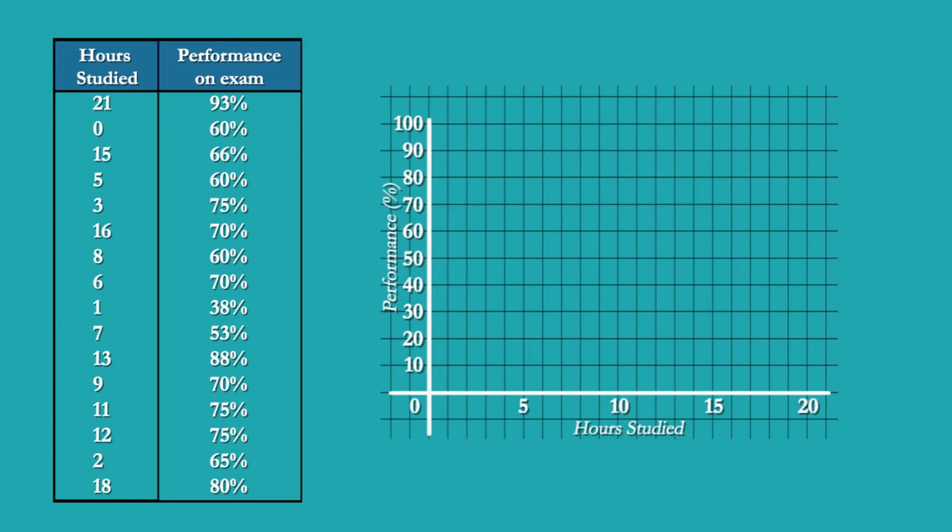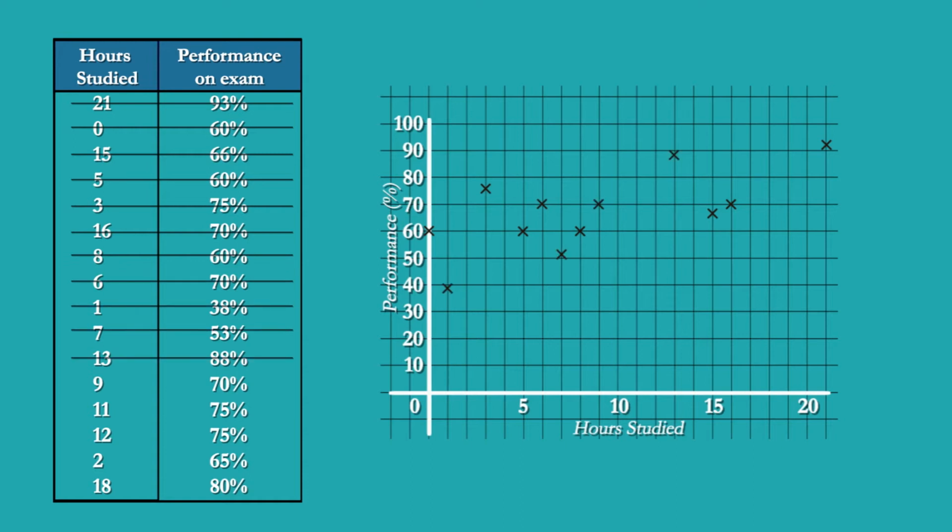I'm going to plot those points on the diagram and cross them off as I go. So the first person studied for 21 hours and got 93%, so I'm going to put that cross there and cross it off. The next person studied for 0 hours and got 60%. As you can see, I'm plotting the different points on the scatter graph and crossing the observation off the table as I go.